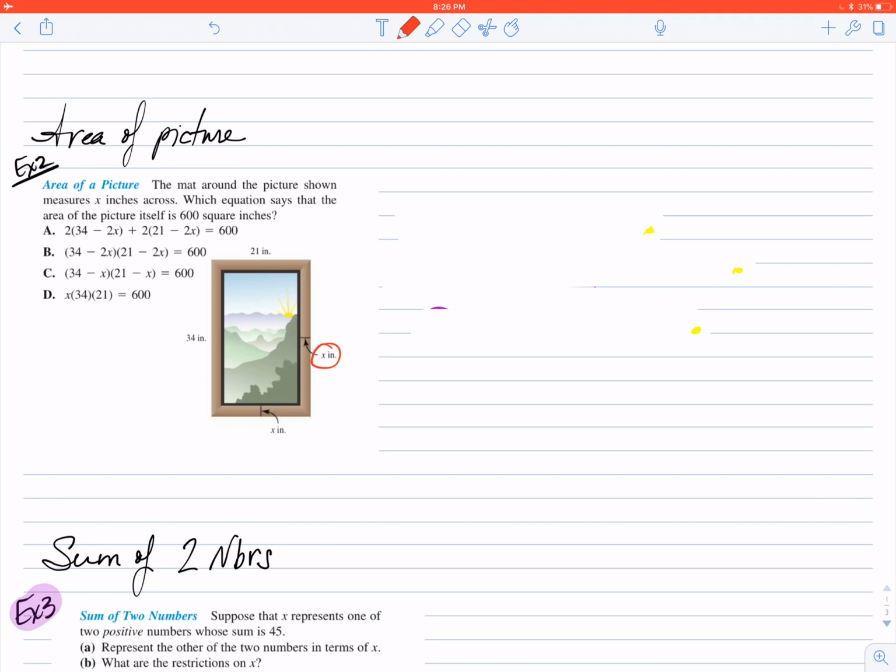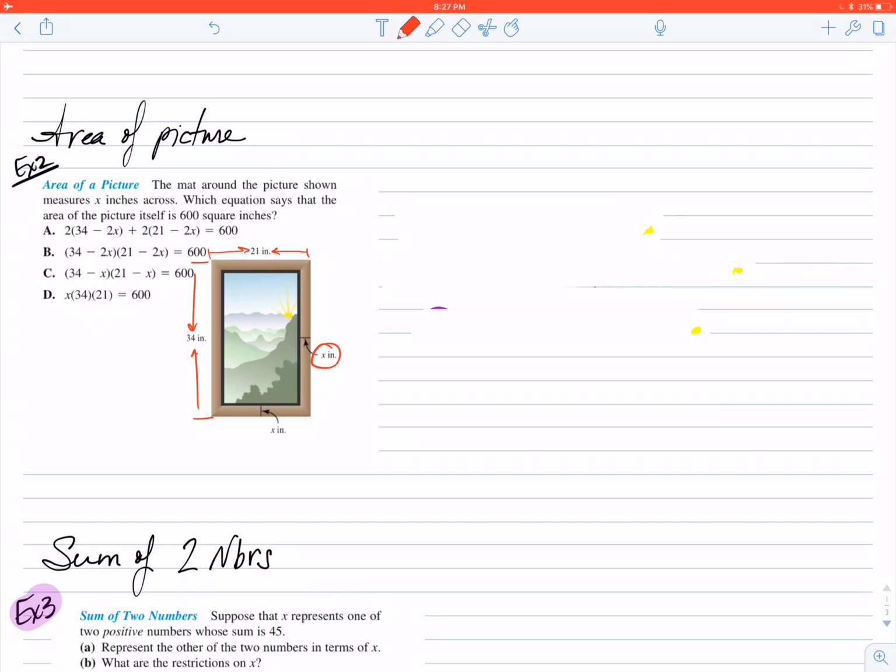Now we know the area is going to be length times width. And so let's talk through this a little bit. We only want the area of the picture. I don't want the area of the frame. And I know that the frame itself is going to be 34 inches tall and the frame itself is 21 inches wide. But I only want the area of the picture, not the frame.